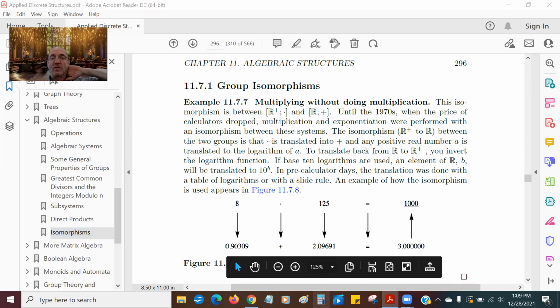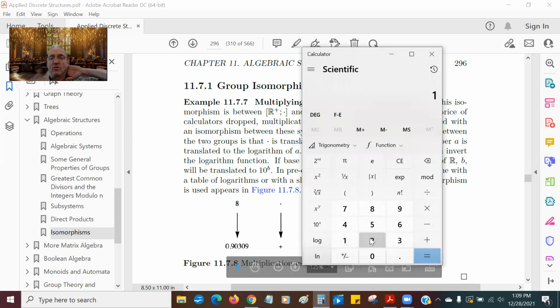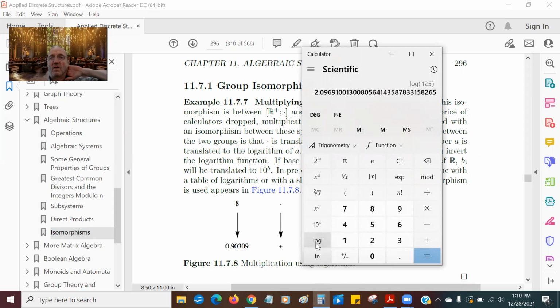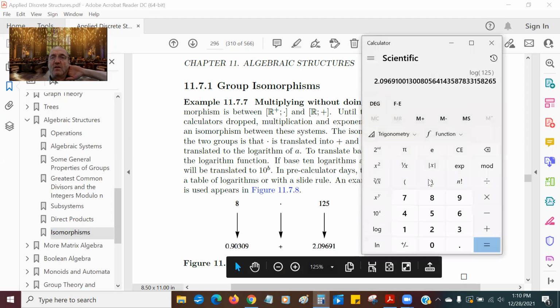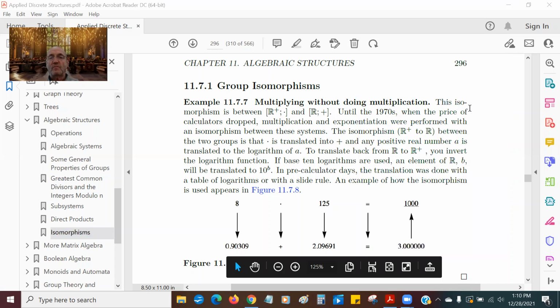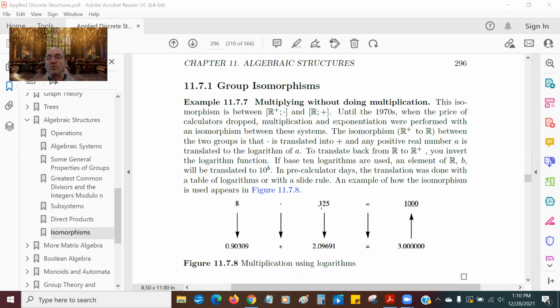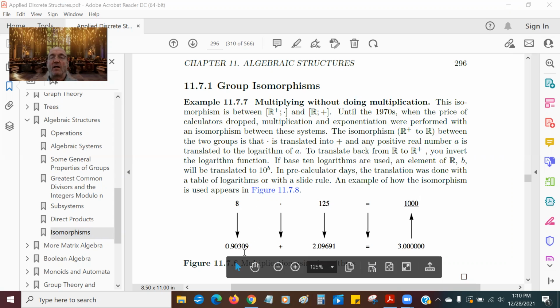If you don't believe me, let's just take a look here. Let's go to 125 and take the log, and we get 2.09, just like it says right here. And if we take 8 and we take the log, we get 0.903. That's where those numbers came from. And when you add them up, you get 3. But 10 to the third power is 1,000. So this tells me that 8 times 125 is equal to 1,000, and I can get it from saying that. Now you may say this looks so complicated.